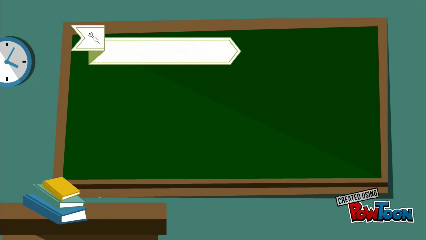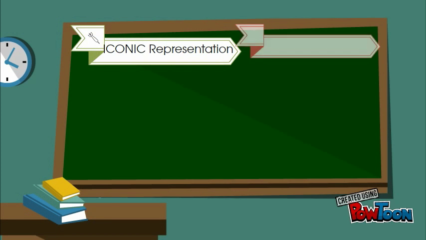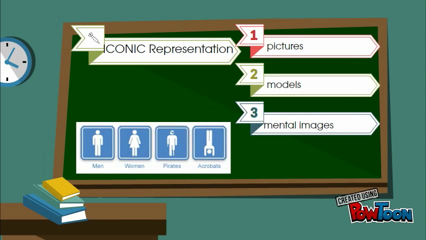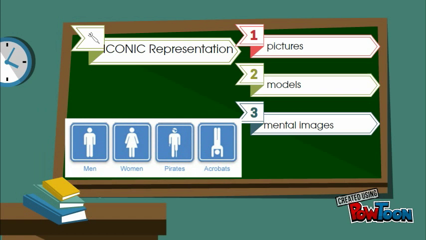The next one is iconic representation or image-based learning, where learning can be obtained through models and pictures. The learner can use mental images to stand for certain objects and events.